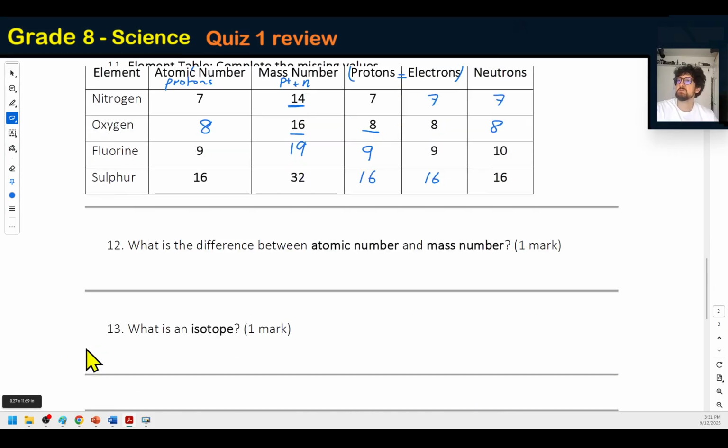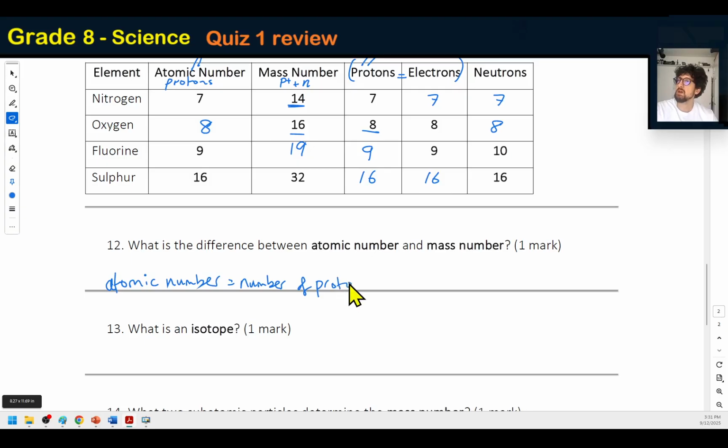Okay, so what is the difference between atomic number and atomic mass? Well, atomic number is going to be number of protons. I apologize about my handwriting. It's just really hard to write on this pad. And then mass number is number of protons and neutrons. Don't forget the and neutrons. So that's it. That's the difference.